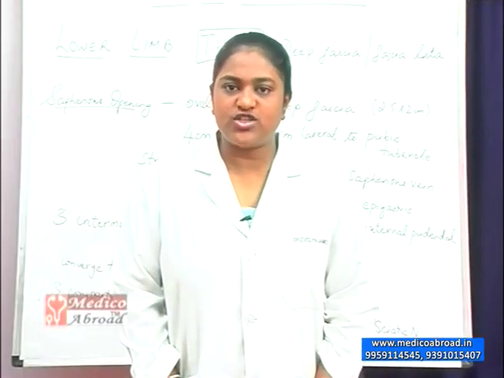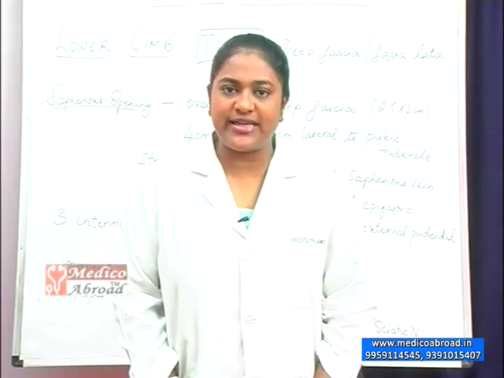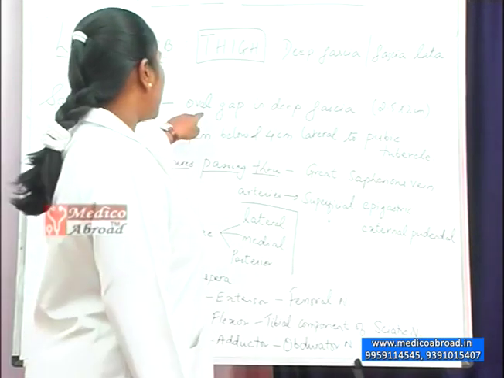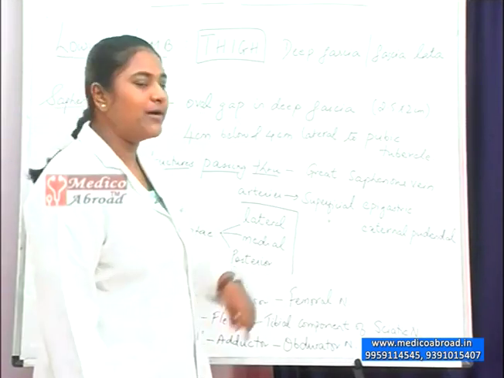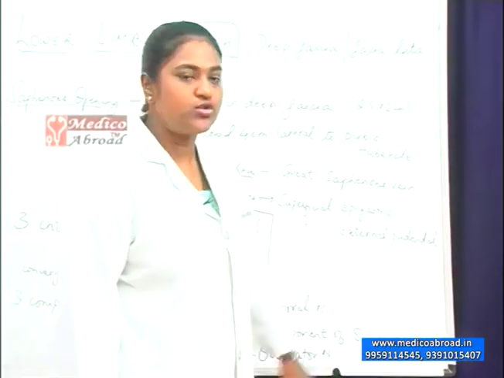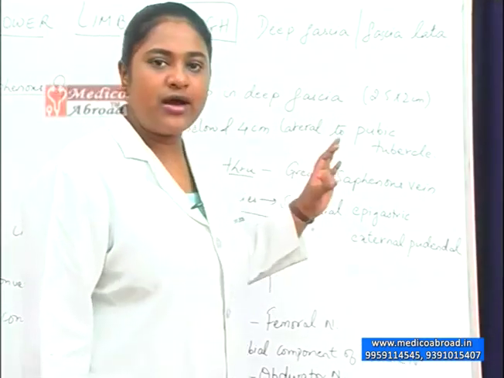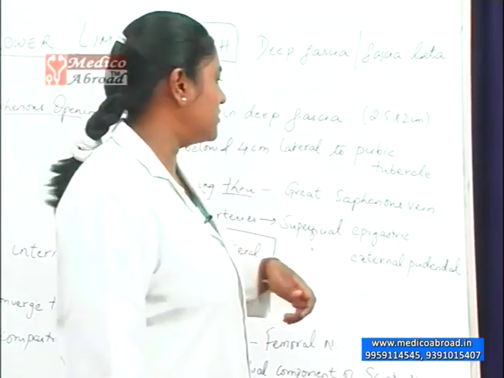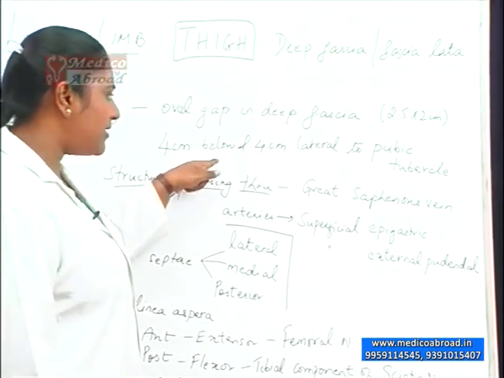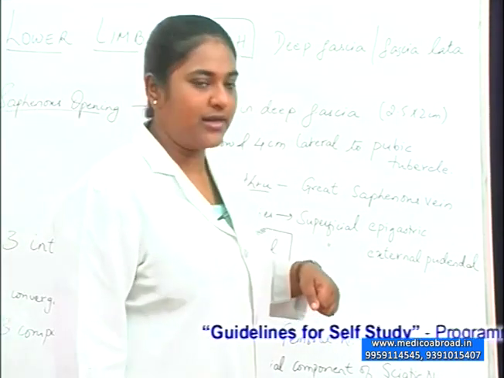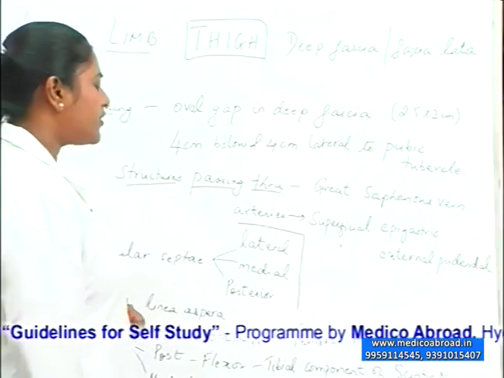One more important feature in the deep fascia or the fascia lata is the saphenous opening. That is an oval gap in the deep fascia. The measurements of the saphenous opening are about 2.5 into 2 centimeters. Now, the surface marking of the saphenous opening is important. It is 4 centimeters below and 4 centimeters lateral to the pubic tubercle. So that's important to remember.